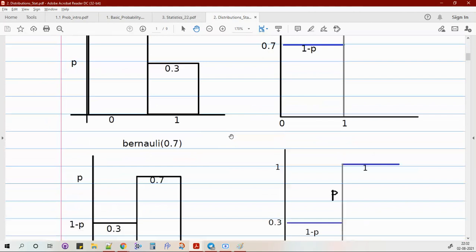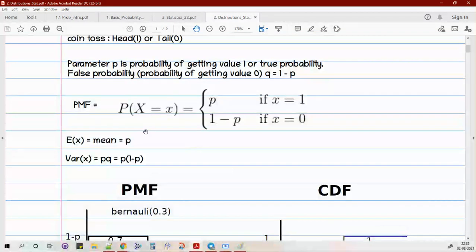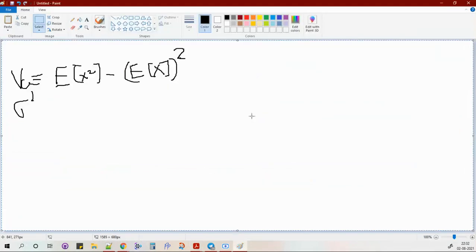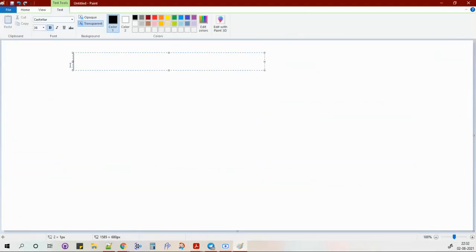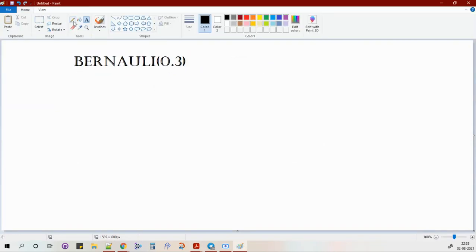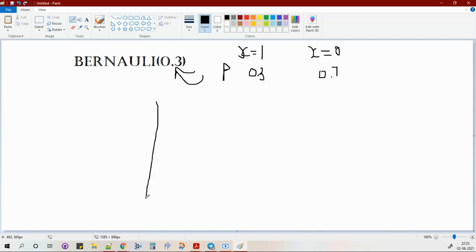And how to draw the PMF? It's really simple. Let's say I have a Bernoulli distribution, and it is mentioned something like this. Let's try to draw it, because sometimes it is boring to see everything already drawn. So if I say I have the distribution Bernoulli 0.3, what is the meaning of Bernoulli 0.3? This 0.3 is p, the probability of my success event. That means the probability of x equal to 1 is 0.3, so what is the probability of x equal to 0? It is 0.7. So how can I draw the PMF?